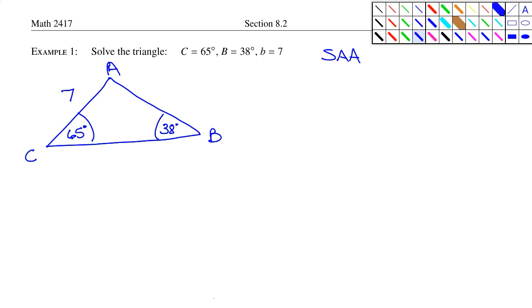The information here that we need is angle A, and side c. The easiest one to go for first is angle A, because we know that the sum of the angles of a triangle is 180 degrees. I can just subtract the two angles that I know from 180, and that's 77 degrees.